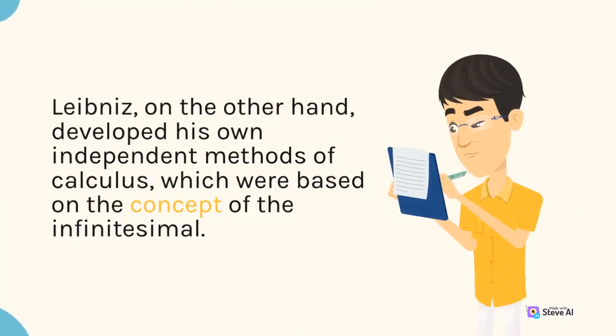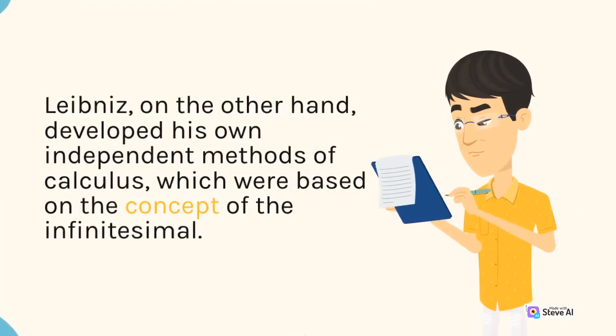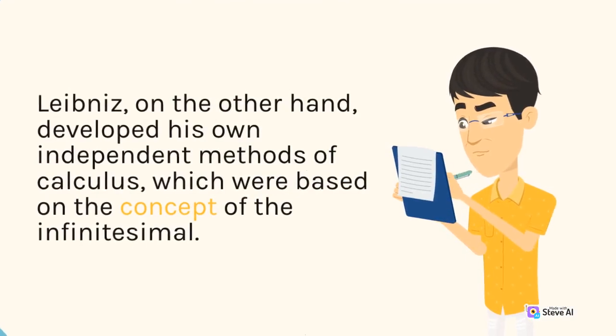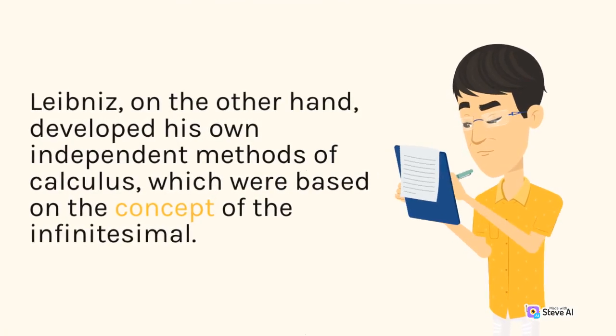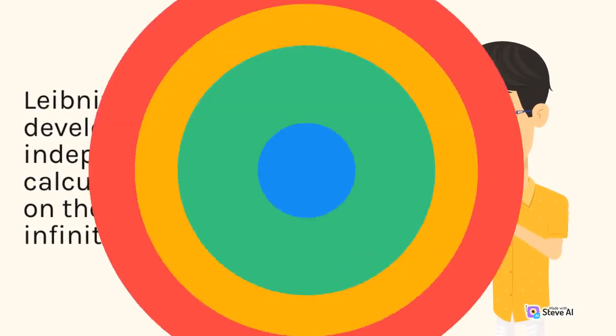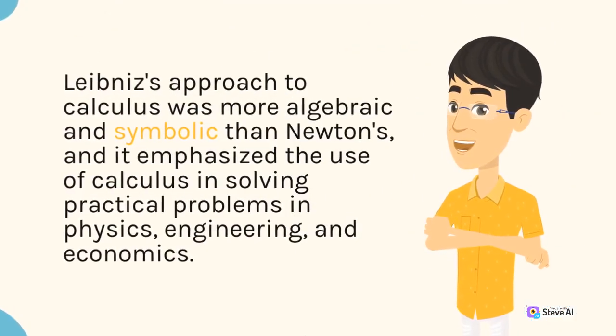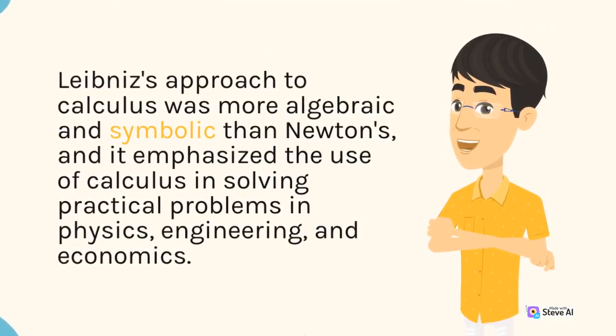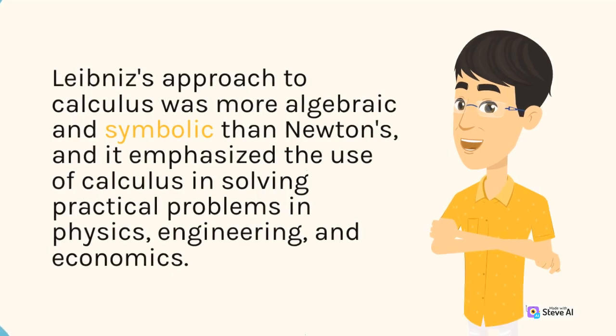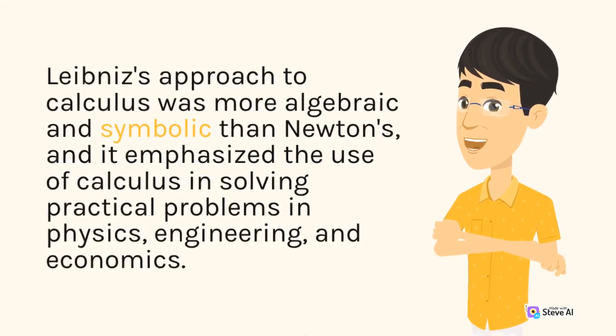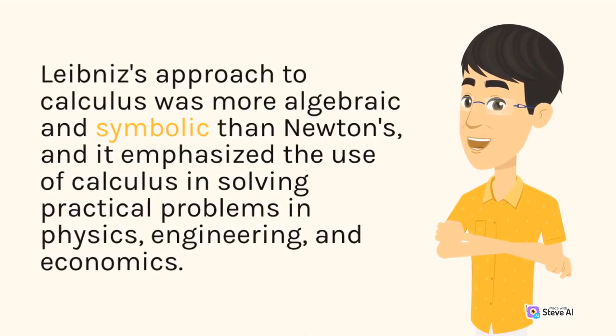Leibniz, on the other hand, developed his own independent methods of calculus, which were based on the concept of the infinitesimal. Leibniz's approach to calculus was more algebraic and symbolic than Newton's, and it emphasized the use of calculus in solving practical problems in physics, engineering, and economics.